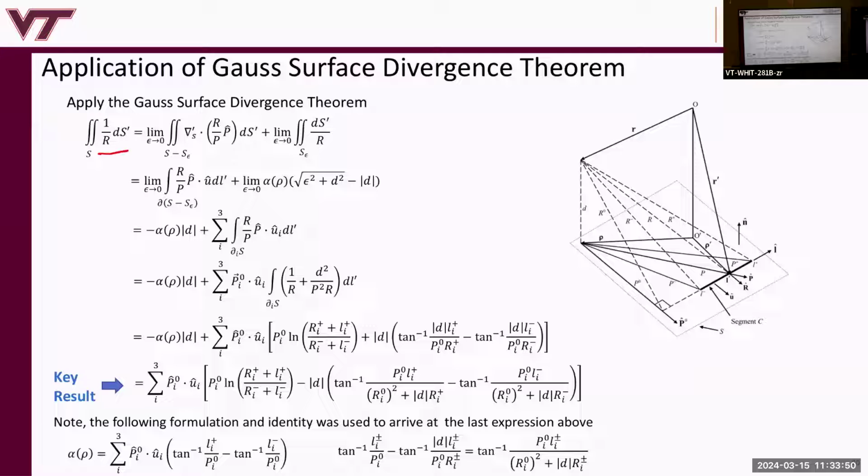1 over R integration over the surface is written as the divergence. Now we apply the surface divergence theorem. So instead of integrating over the domain S, we're going to integrate over the partial domain of S. That partial means the boundary. It's just this function now dotted with u hat, which is the outward normal of the line segment of the triangle. And then dl prime, now we're integrating with respect to this coordinate along the l hat unit vector direction with respect to this origin. Plus the integration, this integral becomes this following expression.